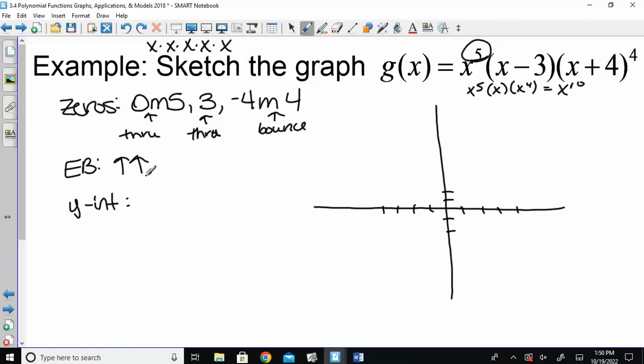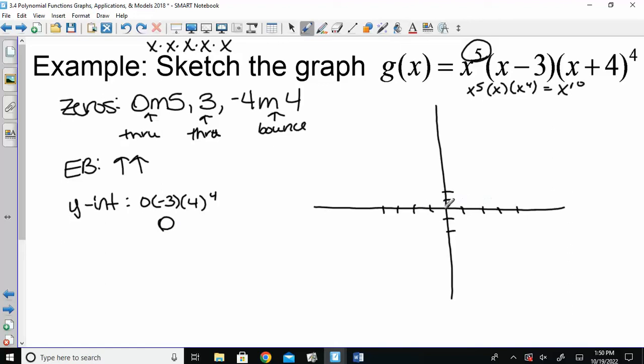What if you got confused on your end behavior and you couldn't figure it out? Look at the graph. Could you graph it on your calculator and double check yourself? Absolutely. Y-intercept. If you plug in 0 for all of these x's, you get 0 times -3 times 4 to the 4th, which is 0.